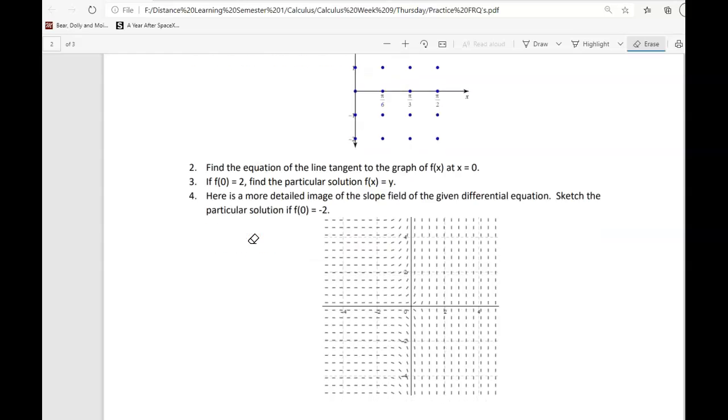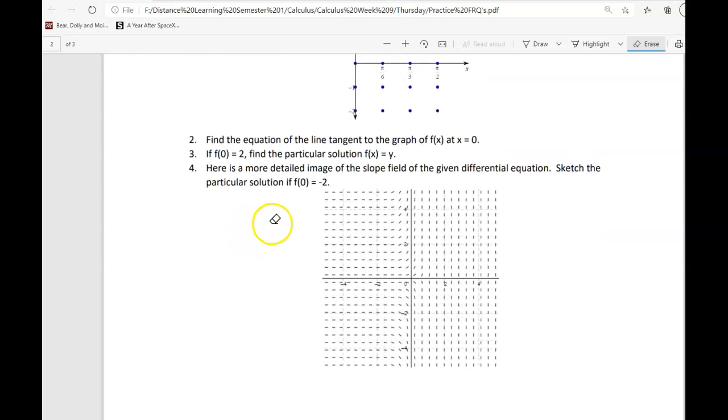Now, as I'm looking at FRQs, number 4, I just know is a pretty easy question to do. And it's fast and it's an easy point. So I would move on to doing number 4 next. Here's a more detailed image of the slope field of the given differential equation. Sketch the particular solution if f of 0 equals -2. So I'm going to find the point 0, -2, which is down here. And I'm going to sketch the solution.